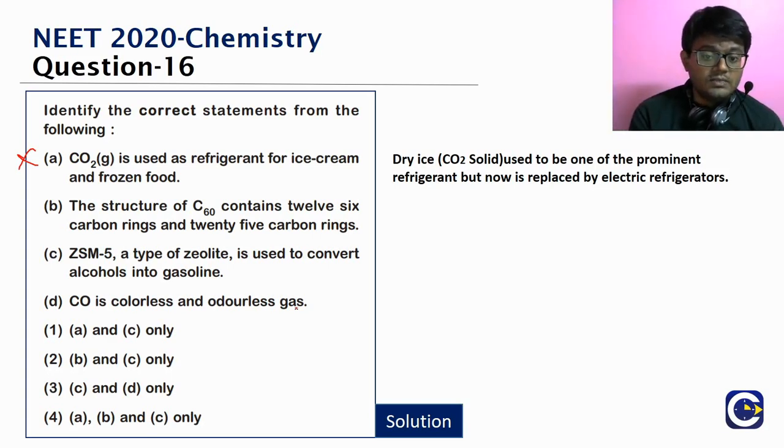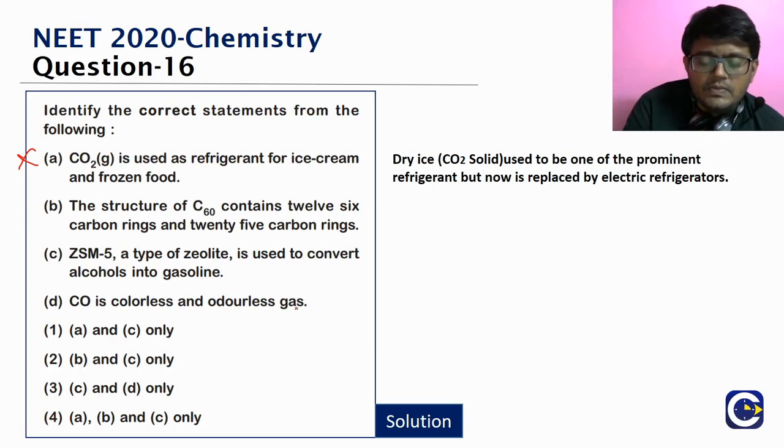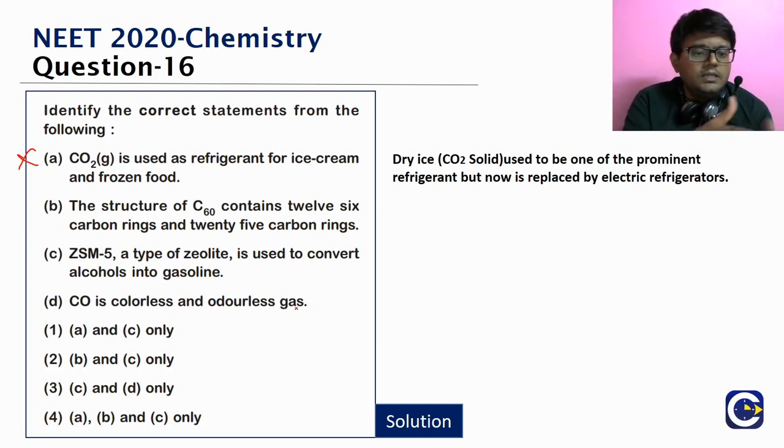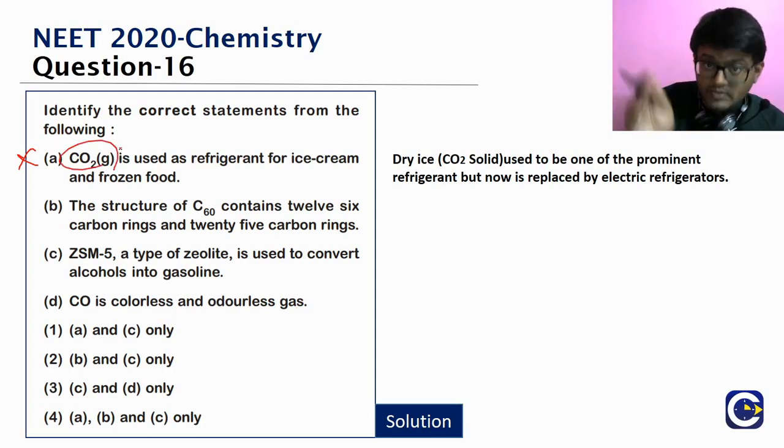Now when you store some food along with normal ice, it will also keep the temperature low. But what is the problem? Normal ice will convert itself into water after some time, so the entire food will get clogged with the water coming in. But here the advantage with the dry ice is what? The phase change will not be from solid to liquid, it will be directly from solid to gas. So there will be complete evaporation of the CO2. Okay, but option A is not correct. Why? Because they are saying CO2 gas, not CO2 solid.